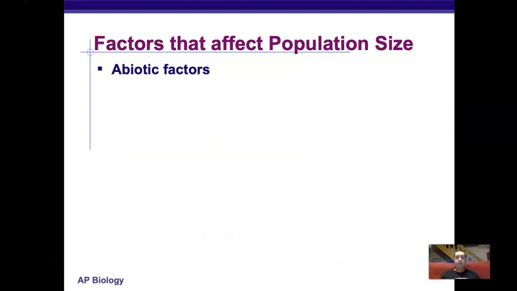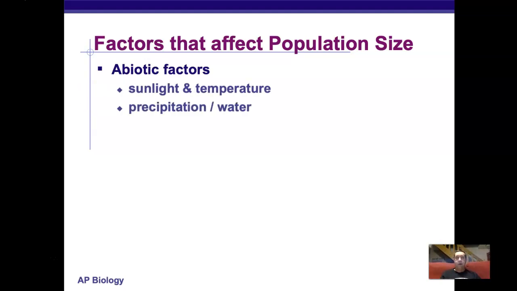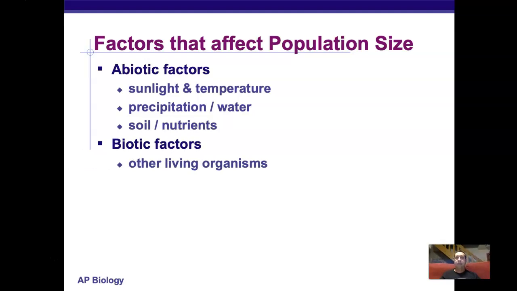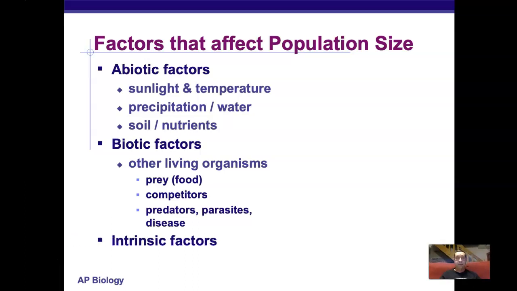So what are the factors that affect population size? There are abiotic, the non-living factors, things like sunlight and temperature, precipitation, water availability, the types of soil, the nutrients that are available. And then there are those biotic factors, the other living organisms that live in the same place as that population. Maybe prey, if they're a predator, maybe competitors, predators, parasites, disease, things that would limit the population size. And then there are intrinsic factors. What are the adaptations they have that allow them to live in that place?